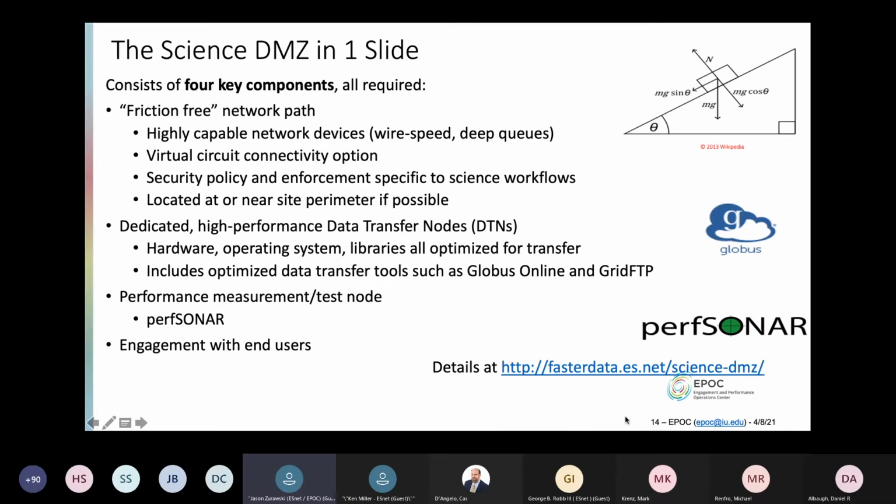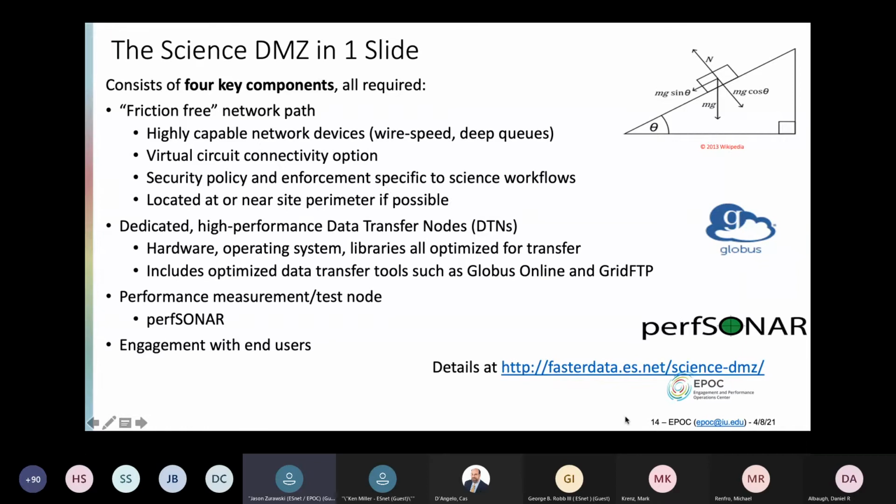So this is the classic DMZ in one slide. Four components. Everything there must be considered and a part of this solution space. We do need to have it be friction-free, which basically means highly capable devices that can do wire speed, deep queues, that they support the buffers that we need for the data transfer activity. You could support virtual circuits if you really need to. A lot of people do go this route because a lot of science activities are using this anymore.